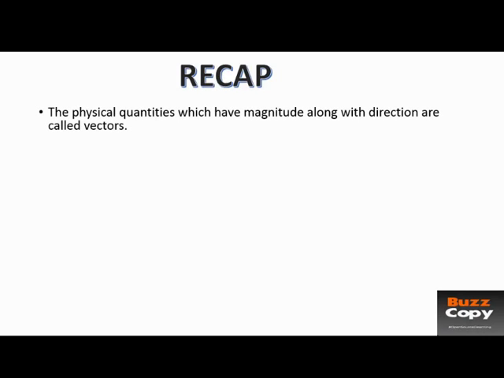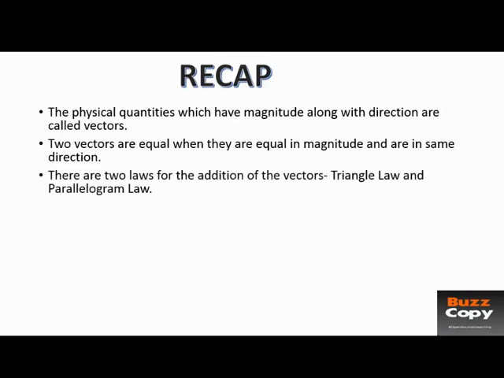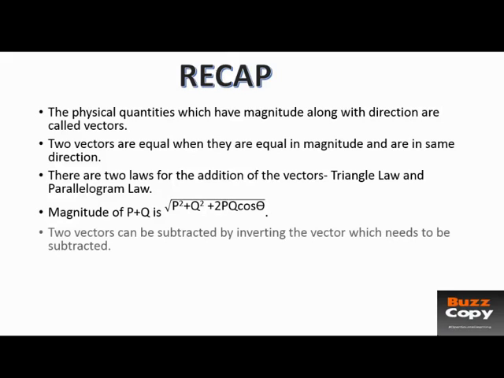Recap. The physical quantities which have magnitude along with direction are called vector quantities. Two vectors are equal when they are equal in magnitude and are in same direction. There are two laws for the addition of vectors, triangle law and parallelogram law. Magnitude of P plus Q is under root P square plus Q square plus 2PQ cos theta. Two vectors can be subtracted by inverting the vector which needs to be subtracted.